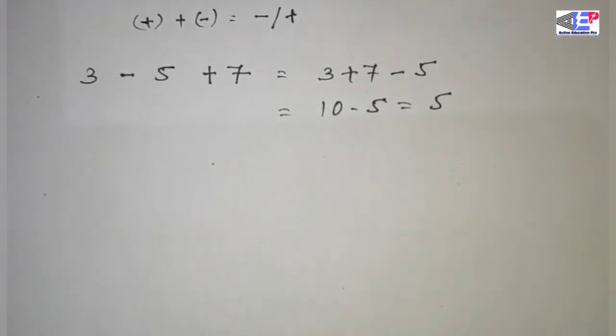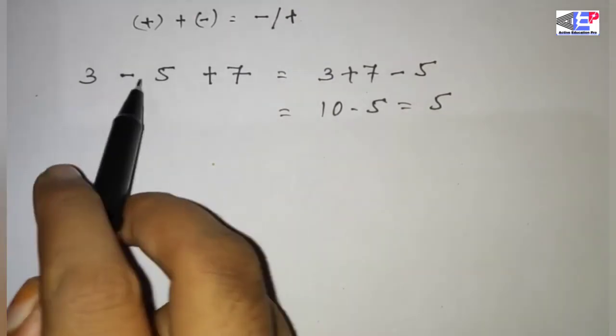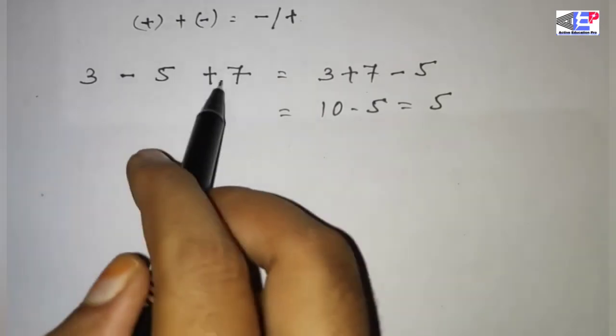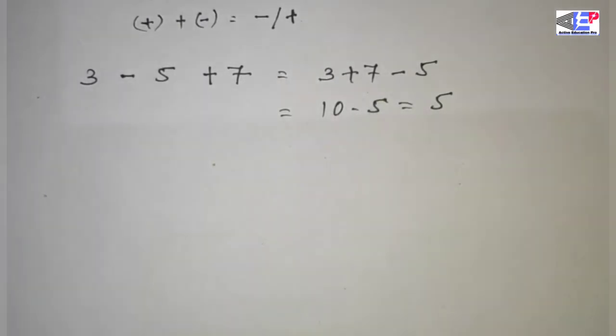So first you have to make a group of same sign. Here both are positive and one is a negative integer. Then first you add the positive numbers, 3 plus 7, then minus 5. 10 minus 5 is equal to 5.